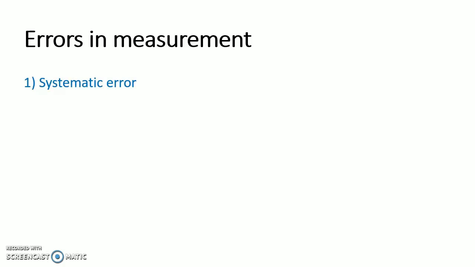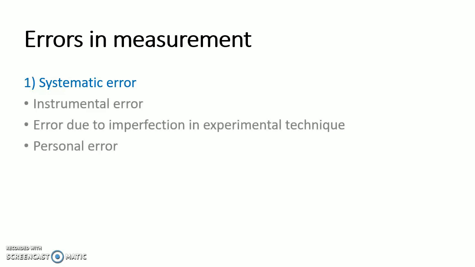Let us first study what systematic errors are. Systematic errors are the errors that are not determined by chance. They are usually caused because of faulty instruments and wrong experimental techniques used by the observer. Systematic errors are those errors which can be eliminated or minimized. Systematic errors are further divided into three categories.